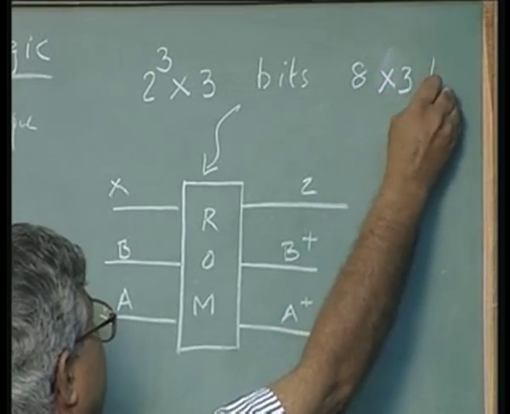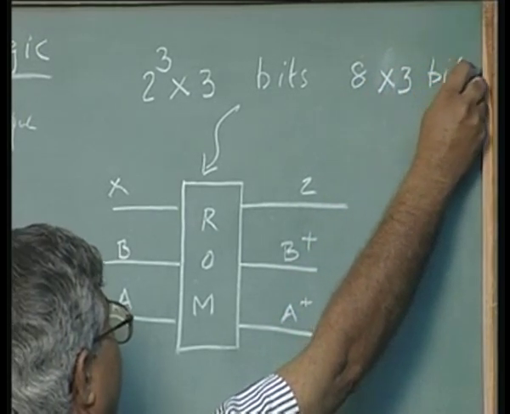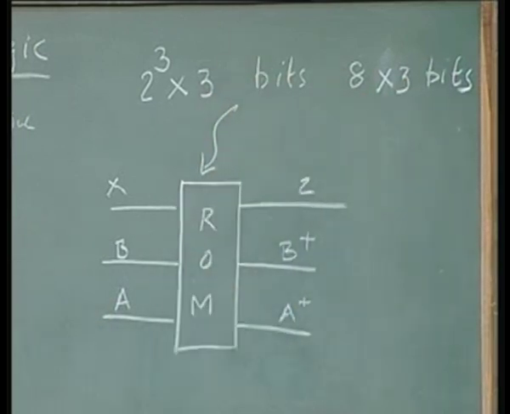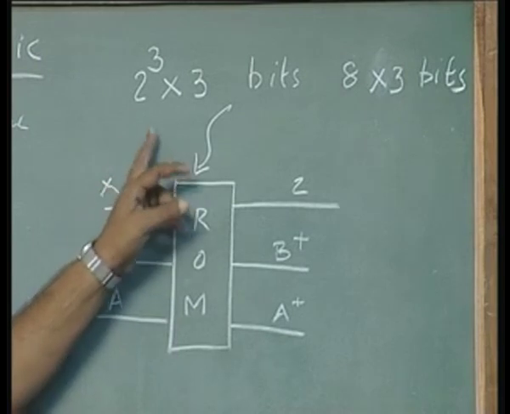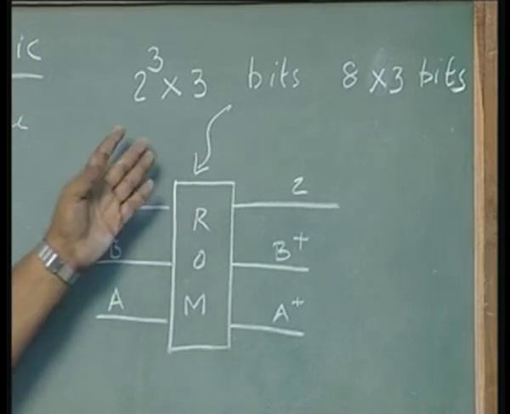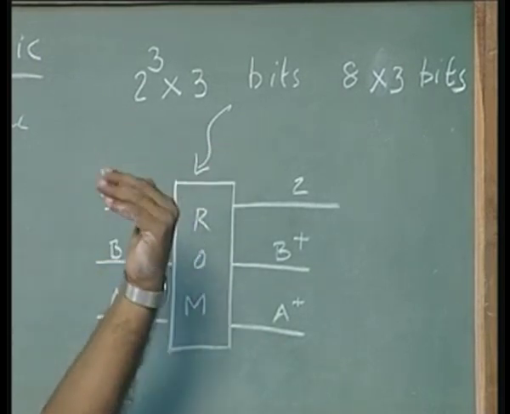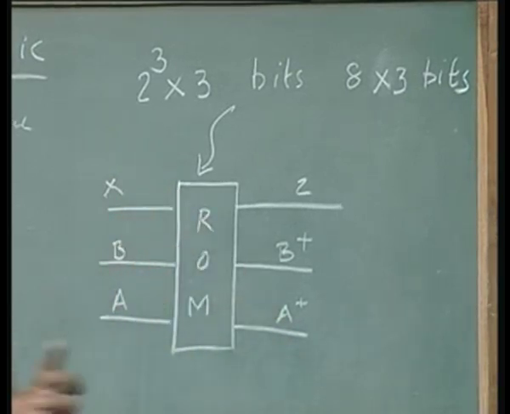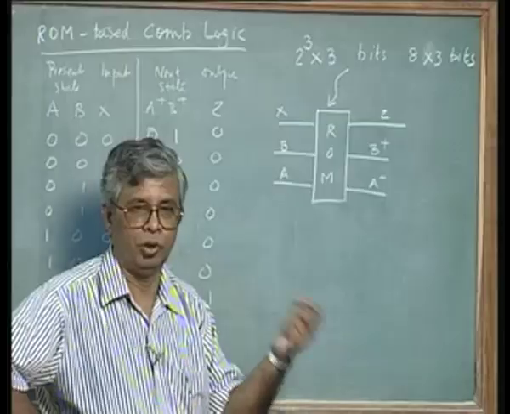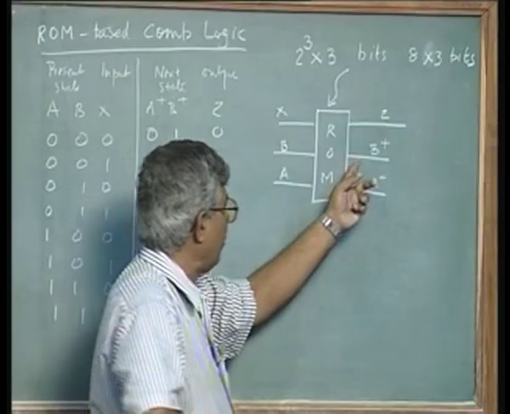Do not multiply this and say 24 bits, because if you multiply and say 24 bits, you do not know what is the organization of the ROM. The best thing to say is 2 power 3 into 3, but 2 power 3 is 8, so you can say 8 times 3. I want a ROM with 8 locations, each of 3 bits width. That is what it means. If you say it is a 24-bit ROM, we do not know how many words or what the width is.